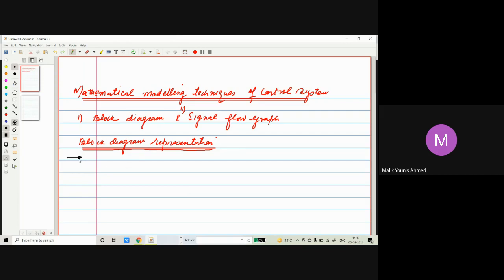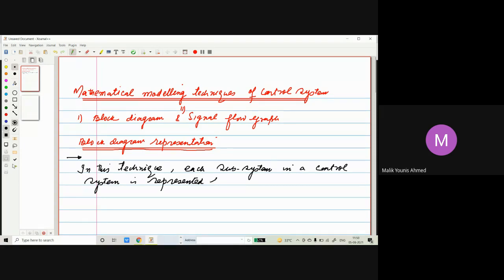So here in a nutshell, in this technique, each subsystem in a control system is represented by a block.